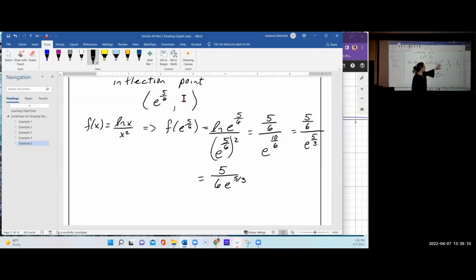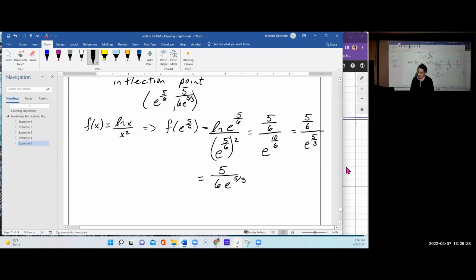And then when I'm looking at it, natural log and e to the 5/6 are inverse operations. So that just gives me 5/6. And when you have a base to 2 powers, you multiply the powers. So 5/6 times 2 gives me 10/6, which reduces to 5/3. So the 6 drops down and I get 5 over 6e to the 5/3. So 5 divided by 6e to the 5/3 power.